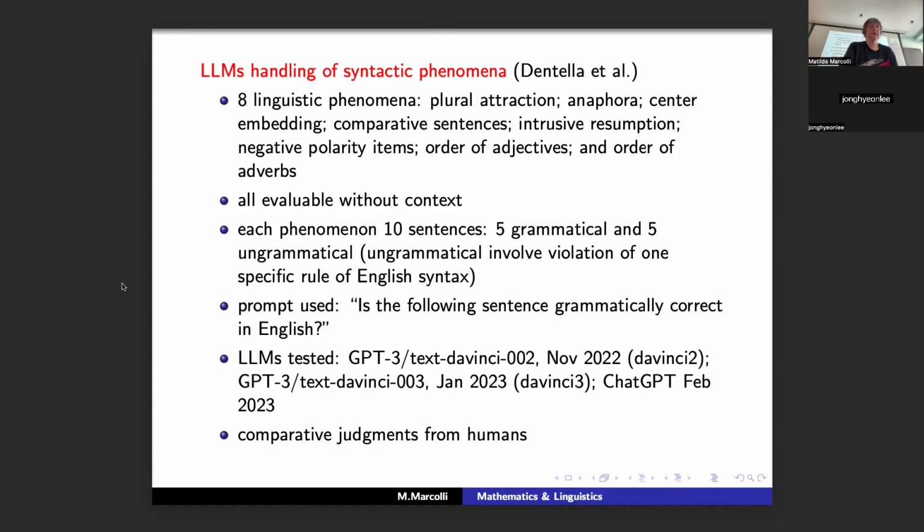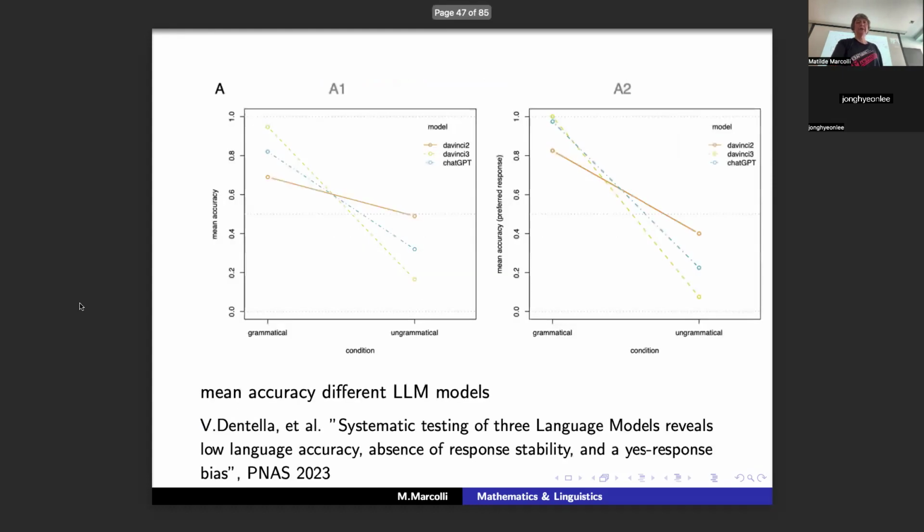And so each phenomenon was tested with 10 sentences, 5 of which were grammatical and 5 ungrammatical, and again in a way that the ungrammatical one would violate just one specific rule of English syntax. The prompt used was this one: is the following sentence grammatically correct in English? That's a question of whether we can manipulate prompts; I'll come to that later. This was tested on 2 versions of GPT-3 and GPT in 2022 and last year, and again compared with judgments from humans on the same subject.